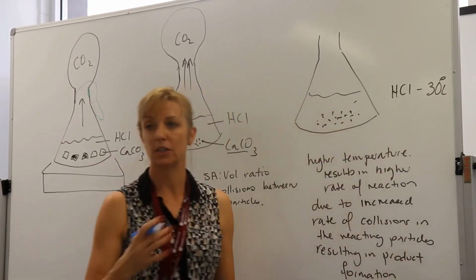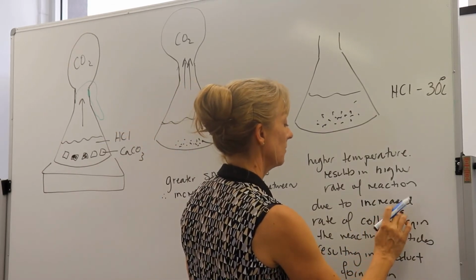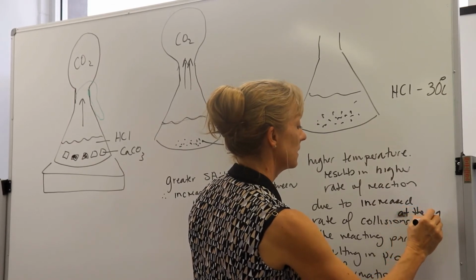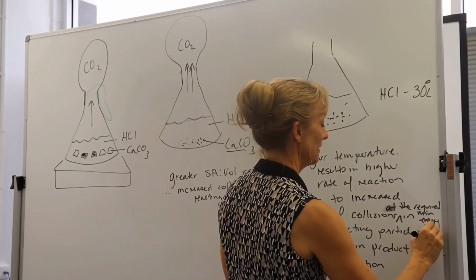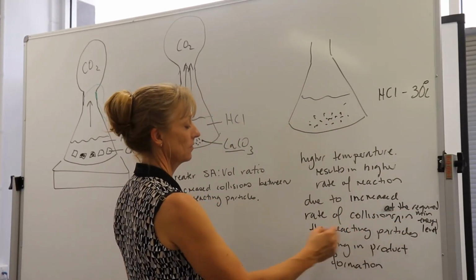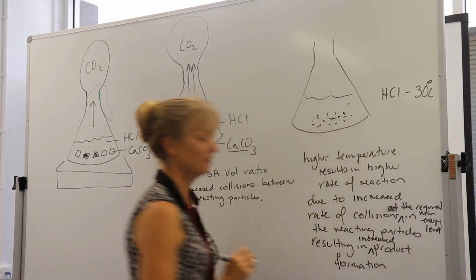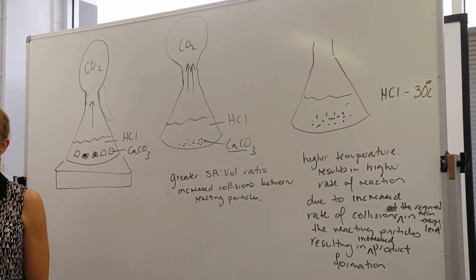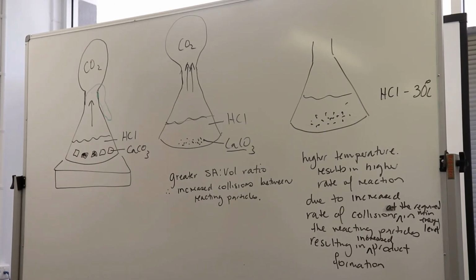Not just increased rate of collision, but increased rate of collision with enough energy, because you're adding energy when you add temperature. So due to increased rate of collisions and at the required minimum energy level, because it'll be that and more. Can you read that? At the required minimum energy level in the reacting particles results in increased product formation. Does that make sense? Something like that? Yeah. I'll read it to you because it's so terrible. Higher temperature results in higher rate of reaction due to increased rate of collision at the required minimum energy level in the reacting particles, resulting in increased product formation. You probably could word it much better than that. So that shows you about collision theory.